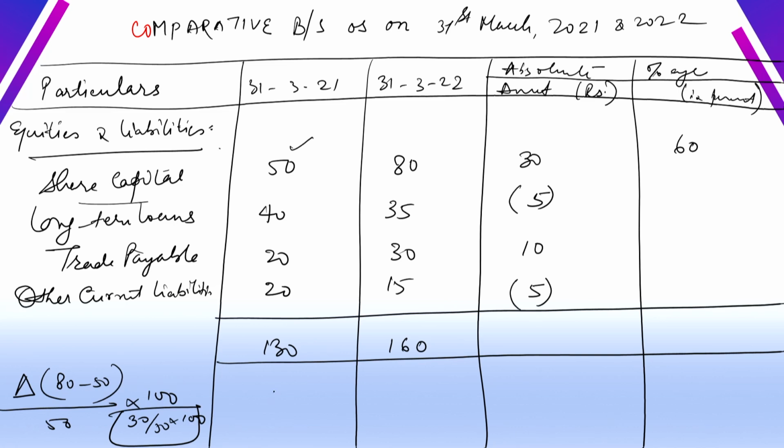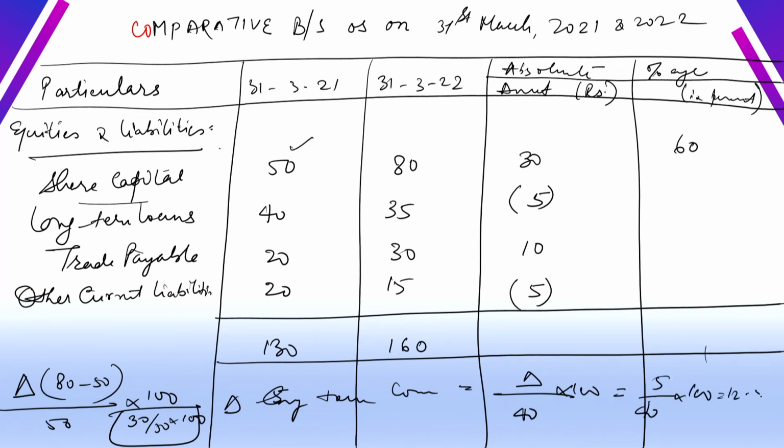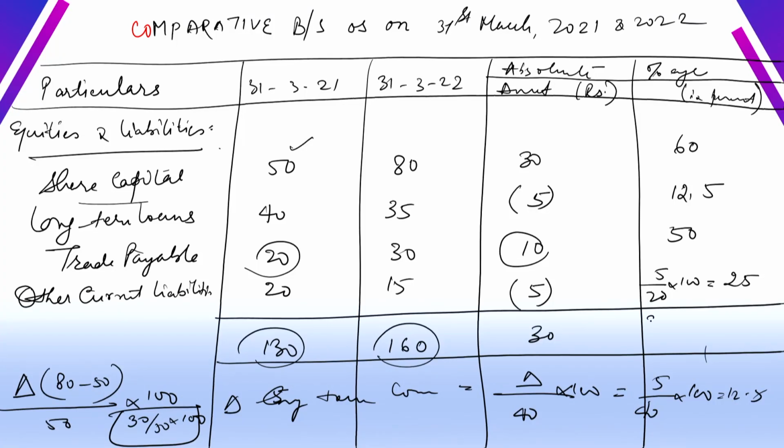This 5 is a change, delta, for long-term loans. So delta upon the previous base value 40 into 100. This delta is 5 upon 40 into 100 and will come to 12.5%. Similarly, for the trade payable, 10,000 has been the change. 10 divided by 20 multiplied by 100 will come to 50%. And similarly, the other current liability has decreased from 20 to 15, a 5 change again, 5 divided by 20 into 100, and this will come to 25%. Now in the total of the equity and liabilities, 130 was in the previous year, and in the current year it is 160, an obvious change of 30,000 rupees, and this 30 upon 130 multiplied by 100 comes to 23.08%.